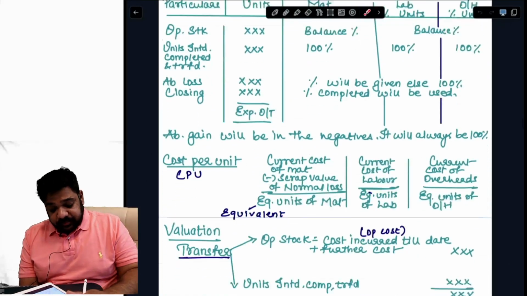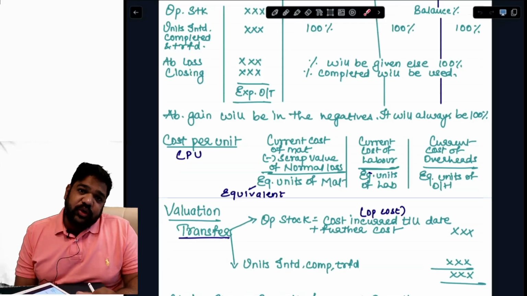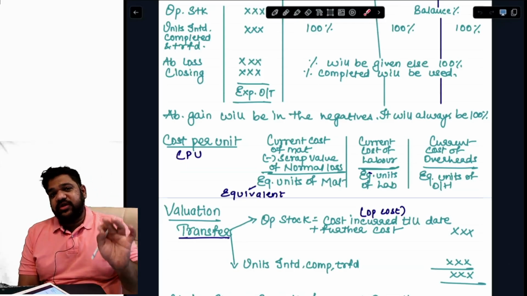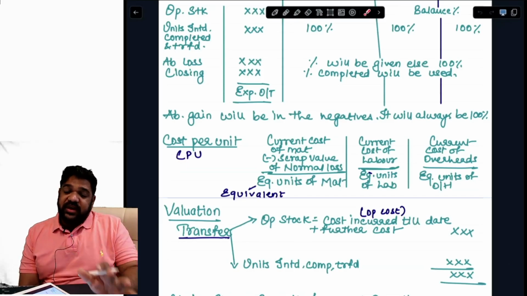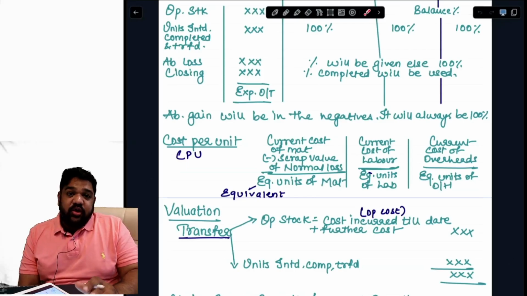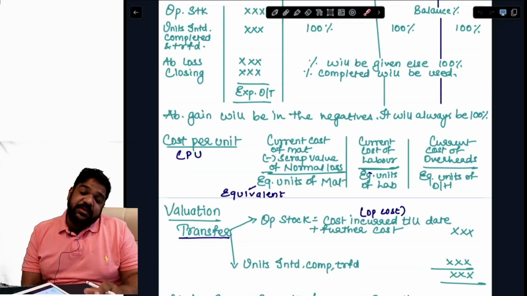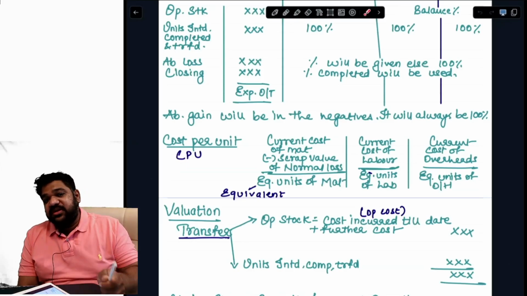Now, as far as cost per unit goes, in FIFO your cost per unit is only current cost minus scrap value of normal loss upon equivalent units. Only that much. It will not be anything different. You will not add your opening cost over here. Opening cost is added only in weighted average. In FIFO, you do not do opening cost plus current cost.